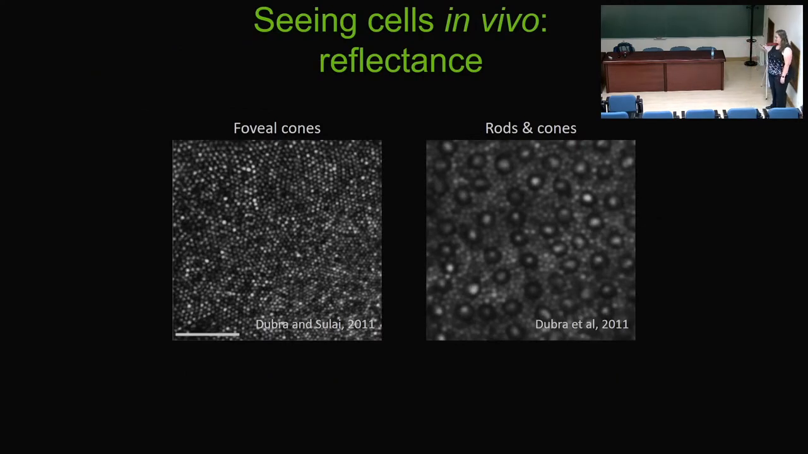But with that technology and with that capability to scan that small corrected spot across the retina, a lot of different types of imaging have been enabled. And so, oh yes, lights out would be great, thank you.